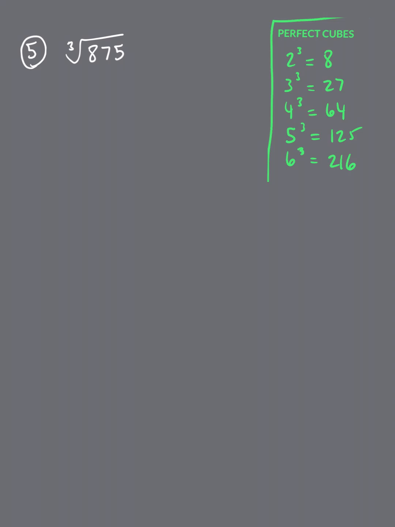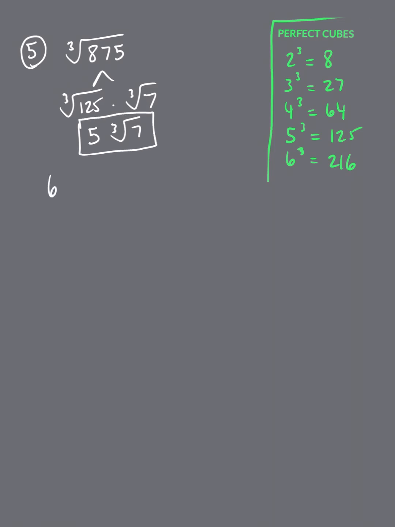So 875 is divisible by 125. When you divide 875 by 125, you get 7. So it's 125 times 7. The cube root of 125 is 5, and then you leave the cube root of 7.